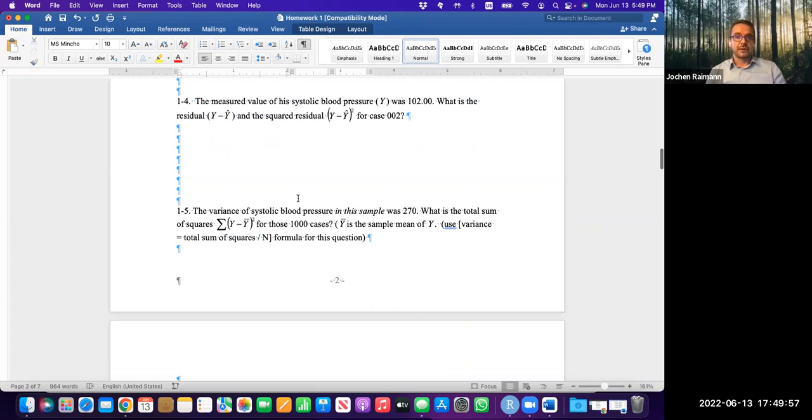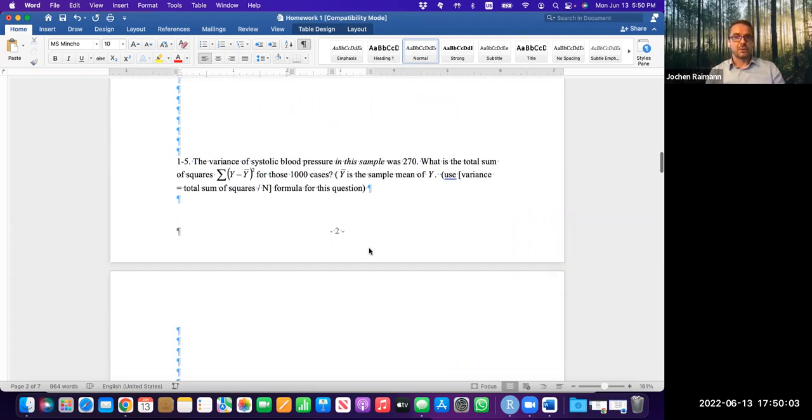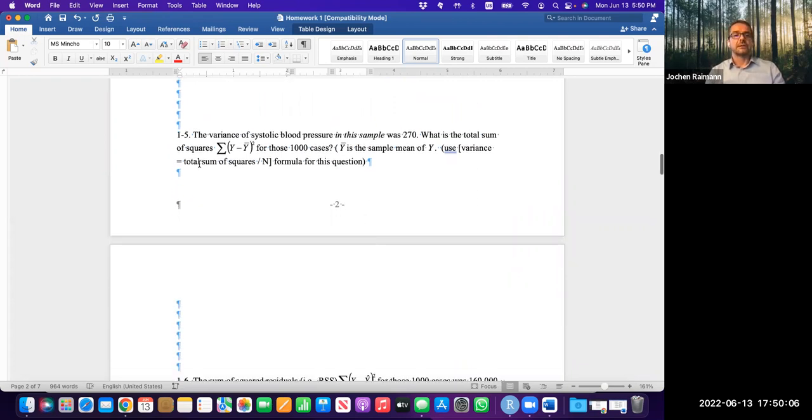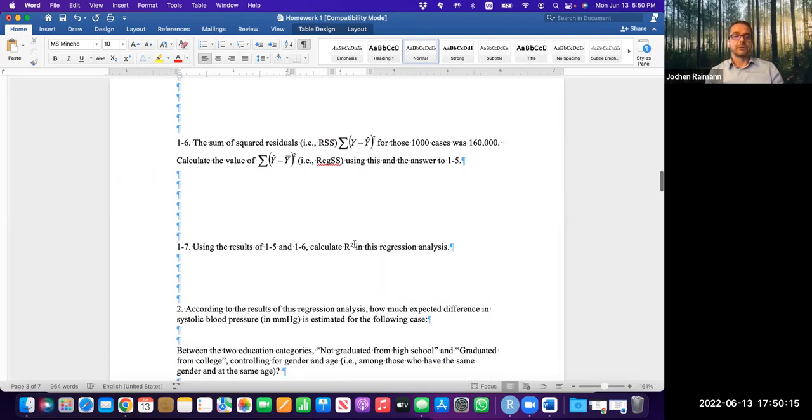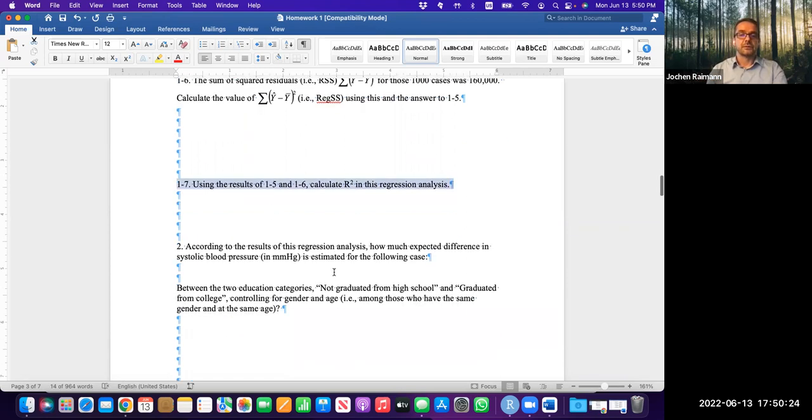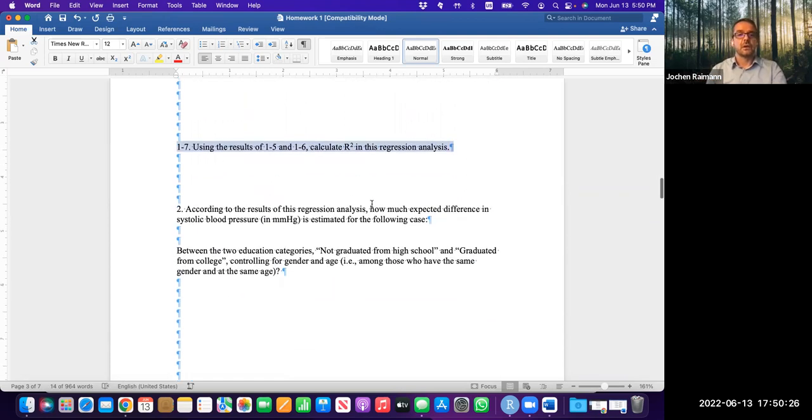Then you are being asked here to calculate the total sum of squares, which you also know how to do. So you have here the calculation of how to derive the variances. You have the sum of squared residuals. You can calculate R squared, and this is what we're going to get to in a second. Then here you calculate the R squared for this regression analysis.